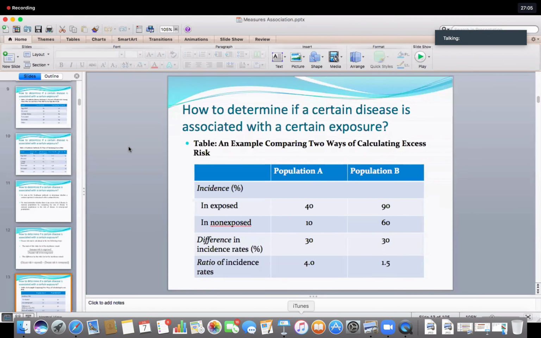Ma'am, in the population A, we have exposed and unexposed, and we have 2 ways to calculate it. One, we can take out the ratio, and other is we can take out the differences. Absolutely, very well done. We have 2 populations and we have just calculated both of them. Now, I'll definitely come to this table.